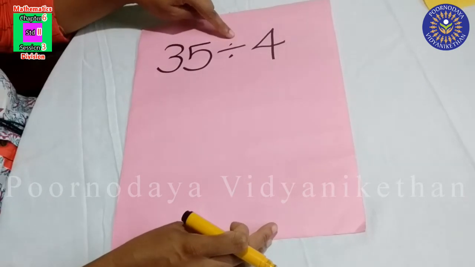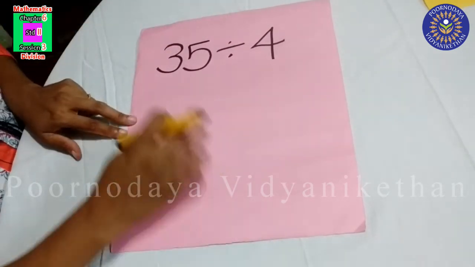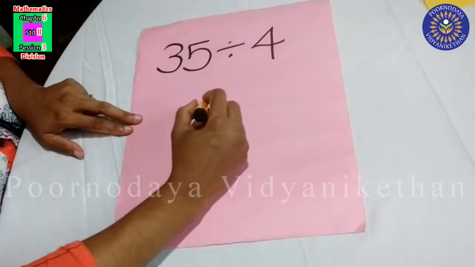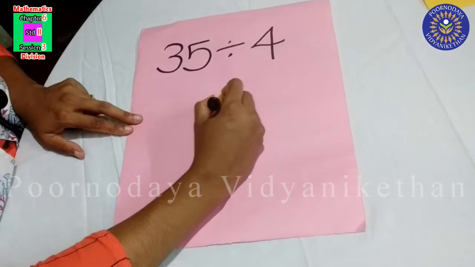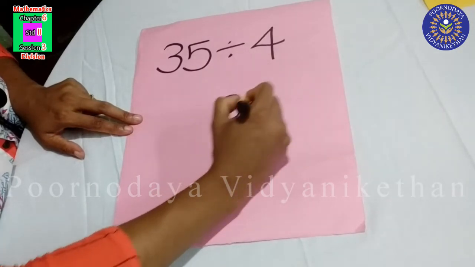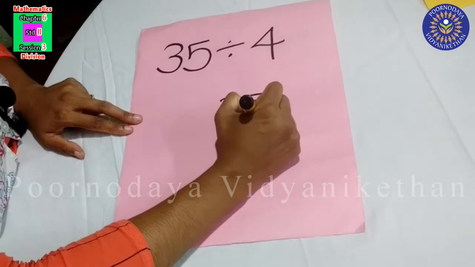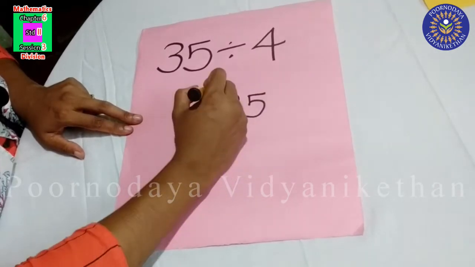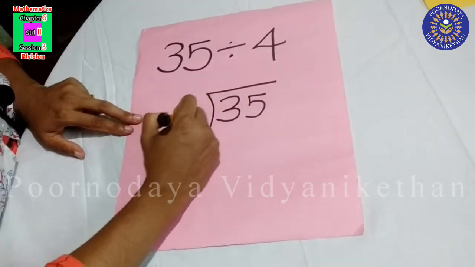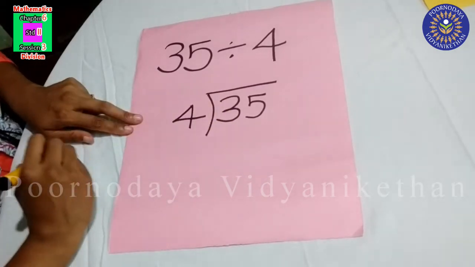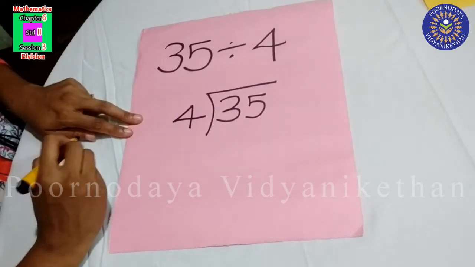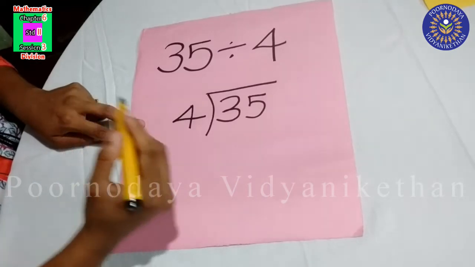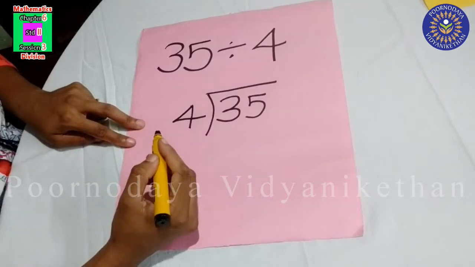35 divided by 4. How can we divide these two numbers? Yes, by using the long division method, we can write it like this. 35 divided by 4. Clear? Now, you have to recall the multiplication table of 4.